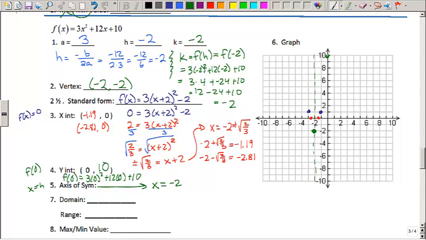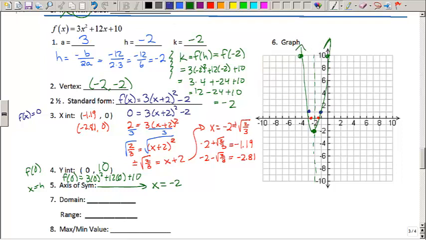I can find another point at negative 4, comma 10. My y-intercept is 2 units away from my axis of symmetry, so I can find 2 units to the left of my axis of symmetry to find another point. So I have 7 good points here. I have a pretty good graph.